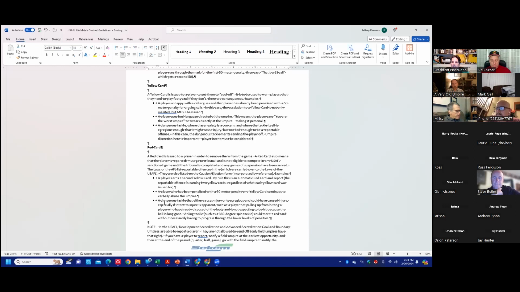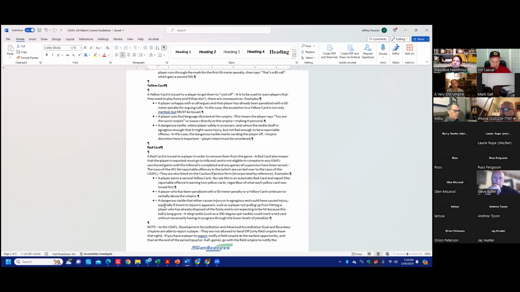If you think, oh my God, I can't believe he did that, that's really bad, it's going to be a red card. If you're thinking, he probably shouldn't have done that, the guy got up, it looks like he's okay, yellow card, maybe. Just depends on what it was. But that's really where your discretion comes into play.